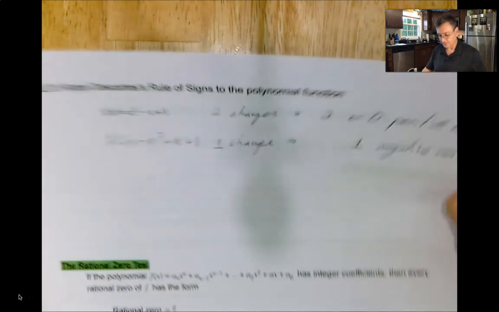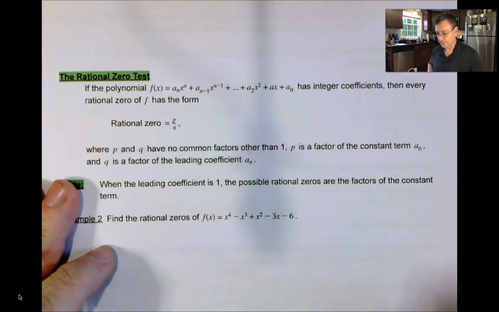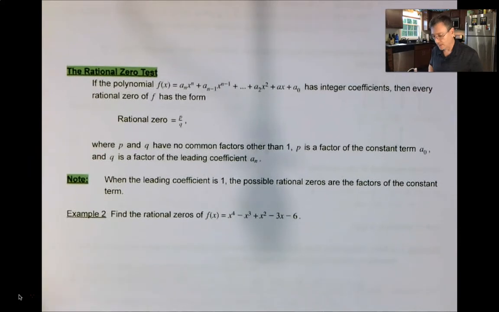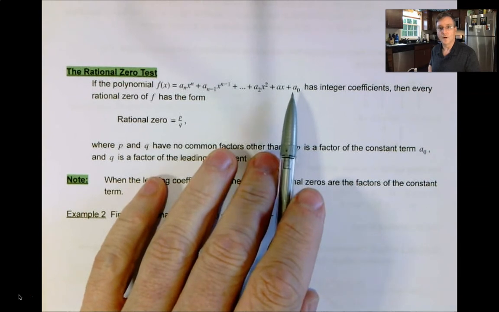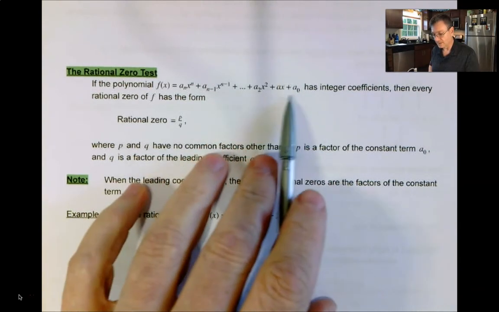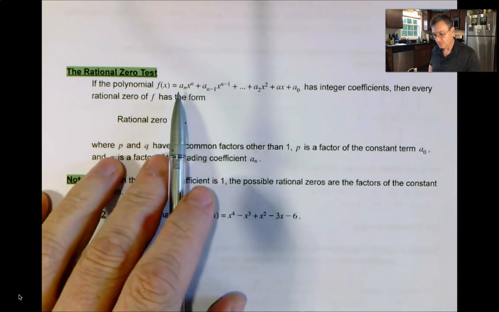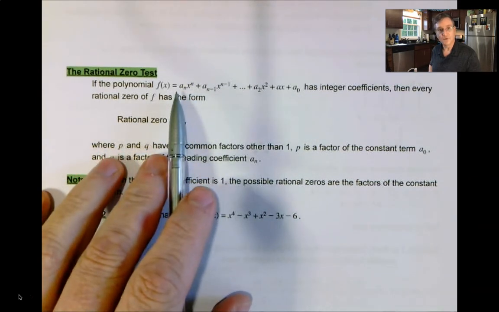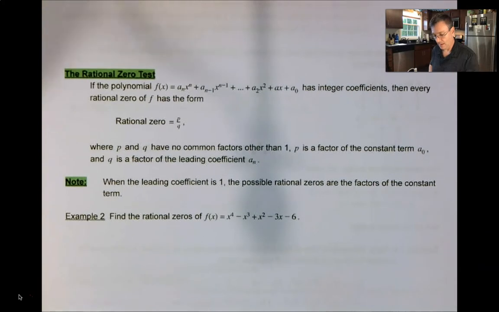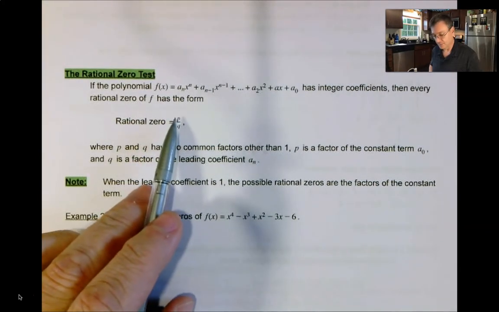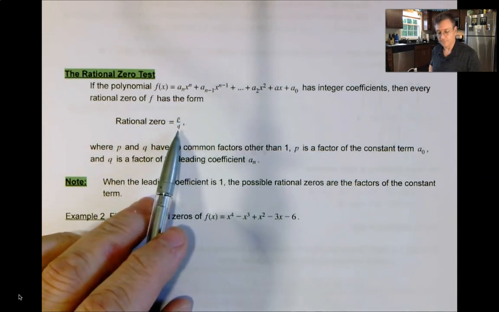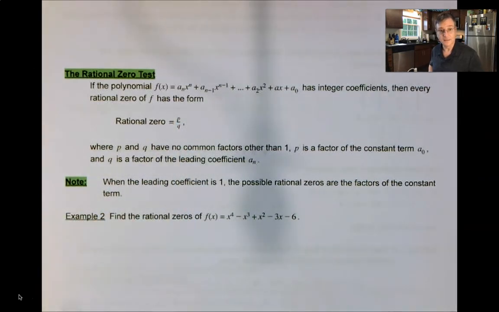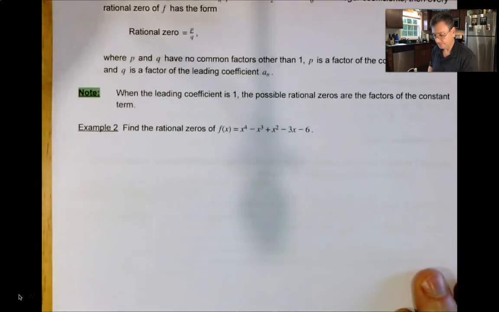Okay, rational zero test. This is your p's and q's. Just to remind you, the p's come from all the factors of your constant term at the end. The q's are the factors of the lead coefficient term. Then you take all the possible combinations of all the different factors of p divided by all the different factors of q, and then you're going to have your list of all the possible real zeros. You'll see that in practice.